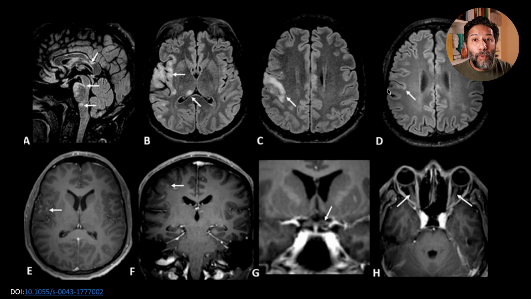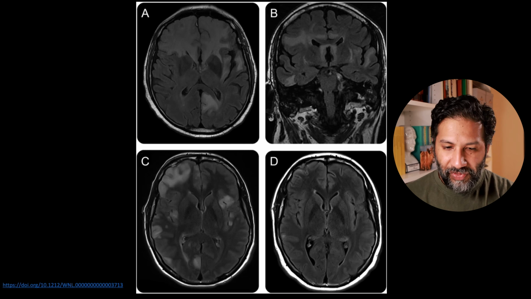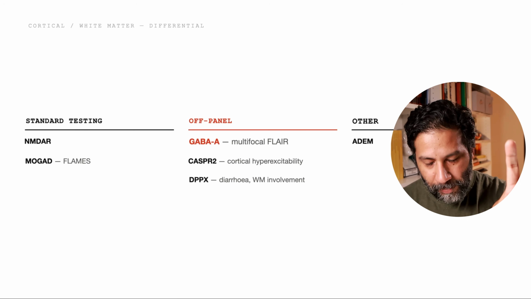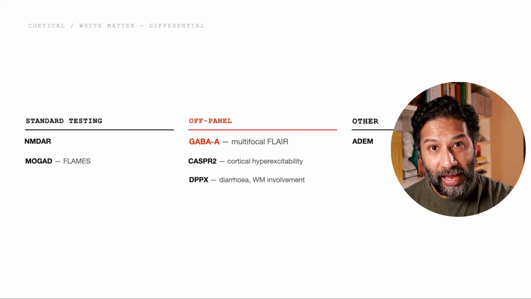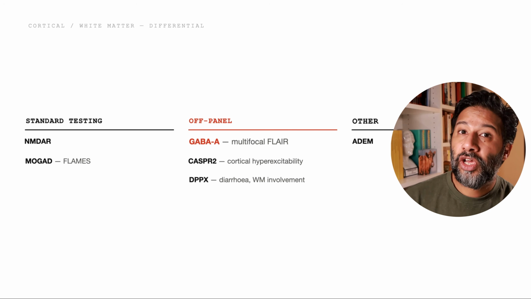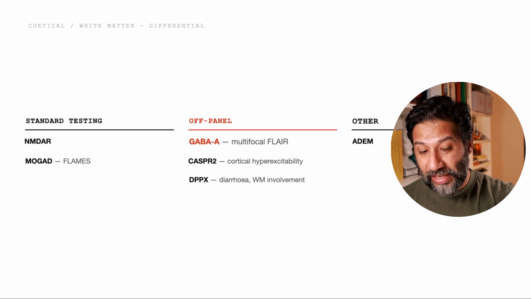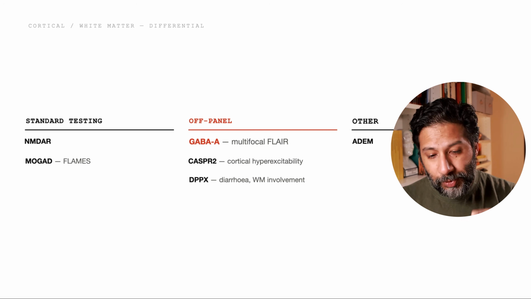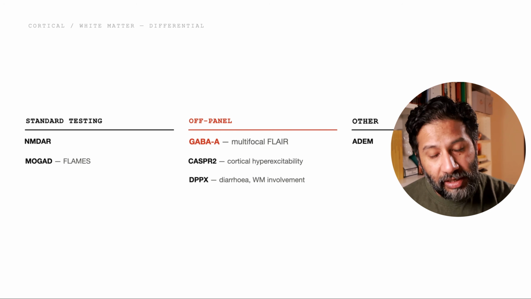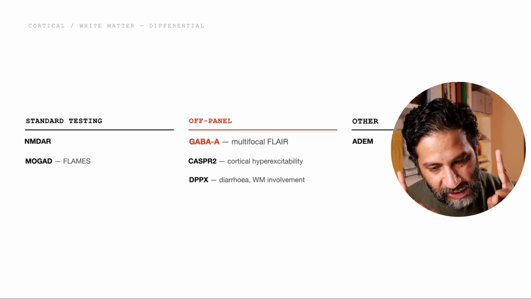Now, MOG antibodies are not generally, and again, it depends on which region of the world you practice in, on your standard autoimmune panels. So if you are seeing this pattern of cortex and subcortical matter, it's either going to be GABAA, which is not on your standard panels, and you think thymoma association with that, or it's going to be MOGAD as another possibility. So Caspr2 and DPPX, depending on where you live, can be on panel as well. But MOGAD is a separate test that you have to send. So always think about that as well.